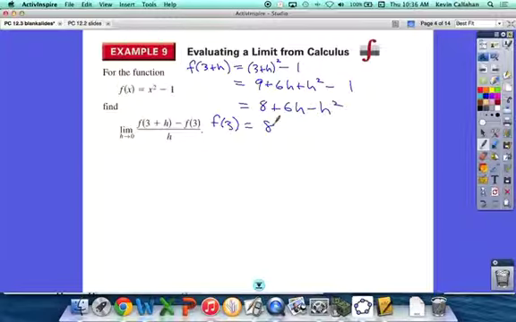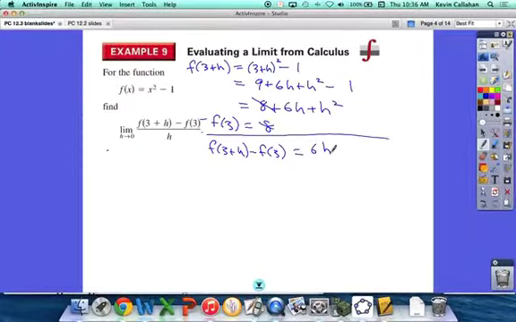Oh, yeah, you're right. Plus h squared. Okay, so now in the numerator of this difference quotient, we've got f of 3 plus h minus f of 3. So just go ahead and do that. This is f of 3 plus h minus f of 3 equals, and the 8's cancel, and all that's left is 6h plus h squared.